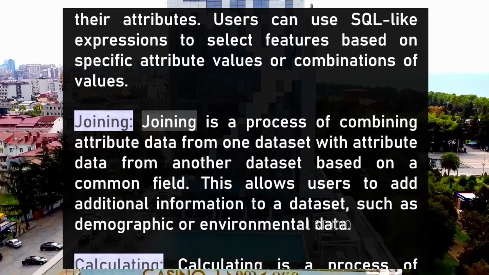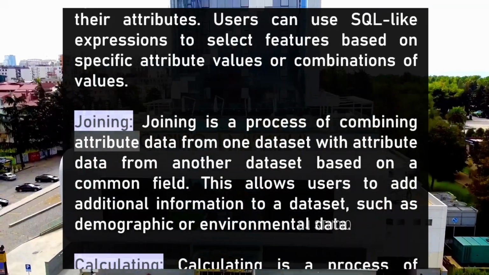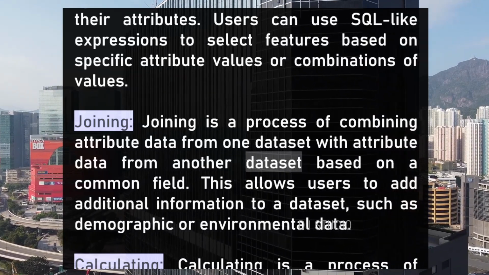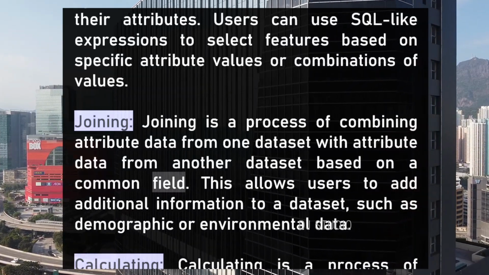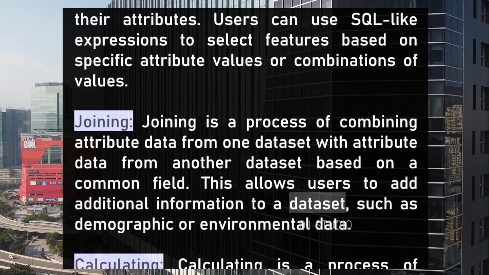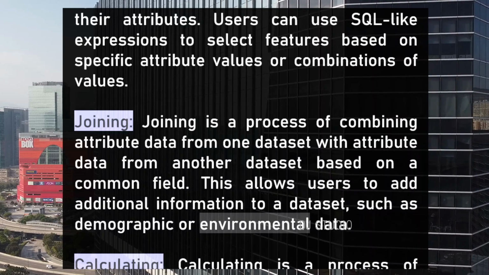Joining. Joining is a process of combining attribute data from one dataset with attribute data from another dataset based on a common field. This allows users to add additional information to a dataset, such as demographic or environmental data.